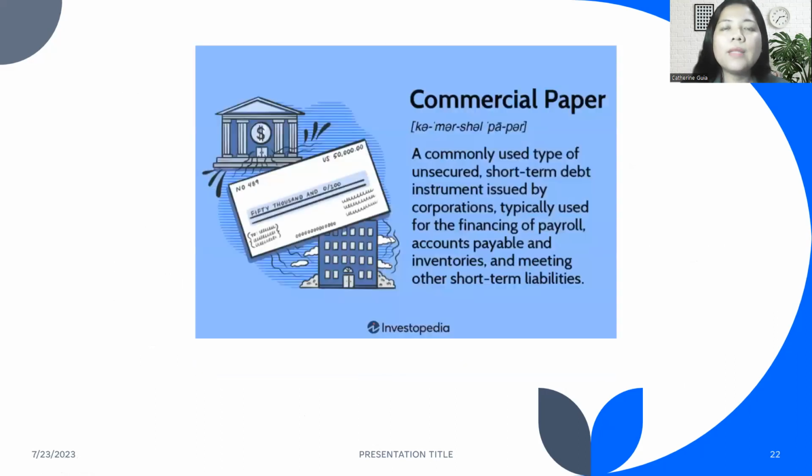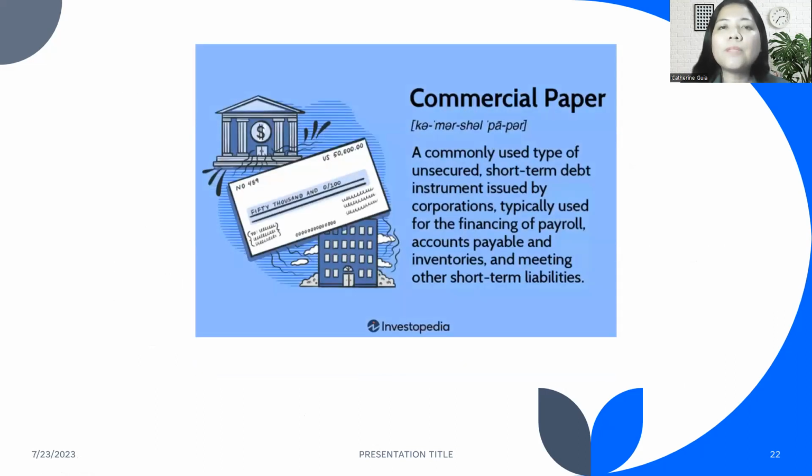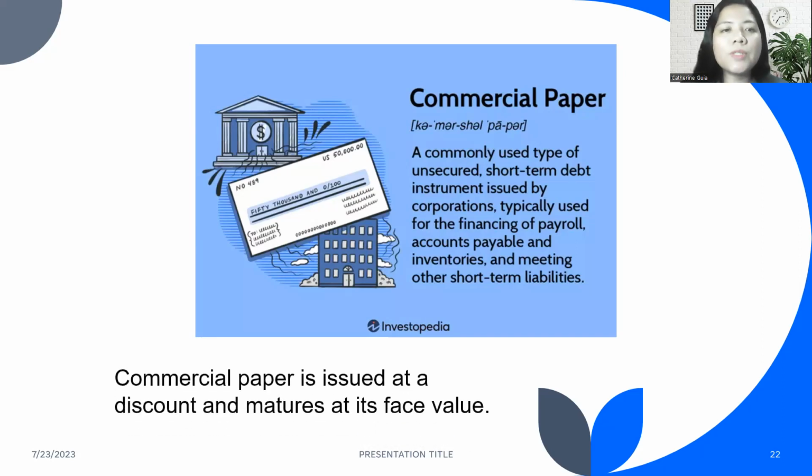Okay. Next, how about commercial paper? Commercial paper is a common type of short-term debt instrument issued by corporations. Okay, if the government issues treasury bills, for corporations or for non-government securities, it's commercial paper. So just like in treasury bills, commercial papers are issued at a discount and mature at face value. And the entity which invests in commercial paper will earn an interest. Okay.